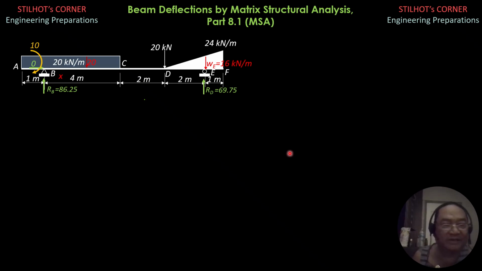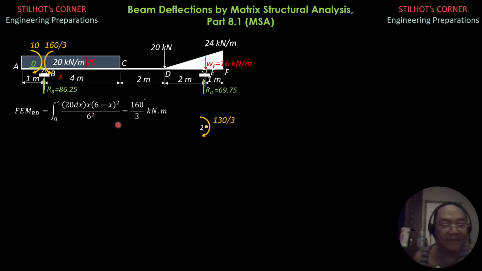So let's consider BD. The moment at BA in particular is 10 kilonewton meter. Here is 32 over 3 kilonewton meter. So it's the same. Fixed end moment BD this time is integral of 20 dx times x, 6 minus x squared over 6 squared. It is 160 over 3 as shown. Then fixed end moment DB is the same integral except that x is squared this time. 6 minus x would just be 6 minus x.